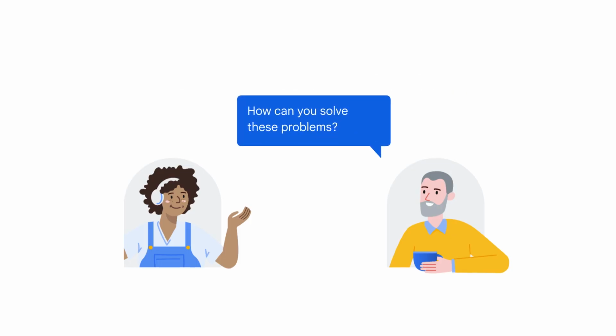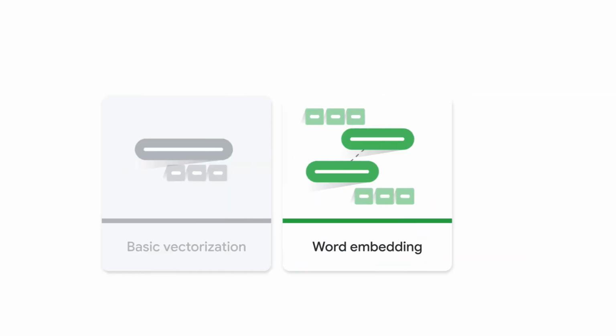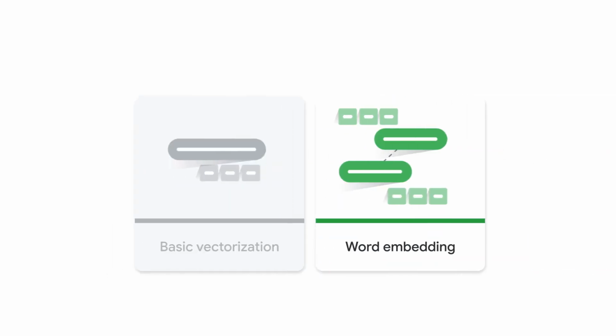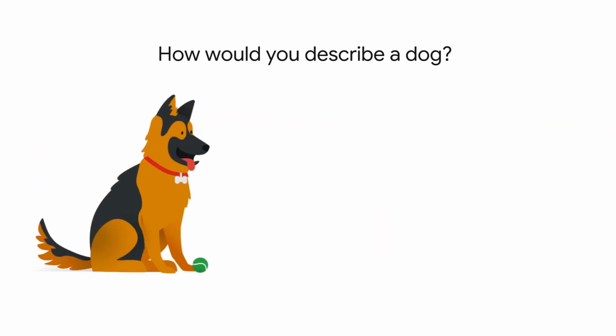Perfect. Thank you, Tate. So, how can you solve these problems? Let's explore a new approach called word embeddings. Let me ask you something that may seem completely out of the blue. How would you describe a dog? What? Well, a big fluffy German Shepherd? He looks exactly like my puppy, who loves to play fetch.